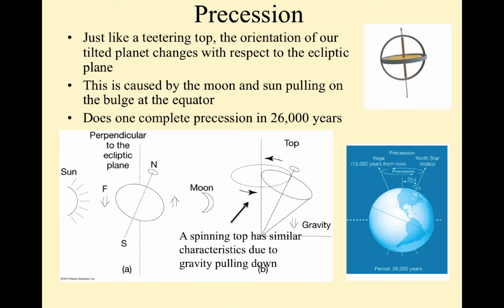Now the precession feeds into the eccentricity as well. Just like a teetering top, the orientation of our tilted planet changes with respect to the elliptical plane. Here the spinning top kind of shows it pretty well. As we're rotating around the sun, we're also wobbling with a period, again, of about 26,000 years. Overall, this precessional cycle is really caused by the moon and the sun pulling on the bulge at the equator. So the Earth is not a perfect sphere, it's a little bit chubby at the equator, and this gets pulled preferentially by the moon and sun, helping to lead this precessional cycle.